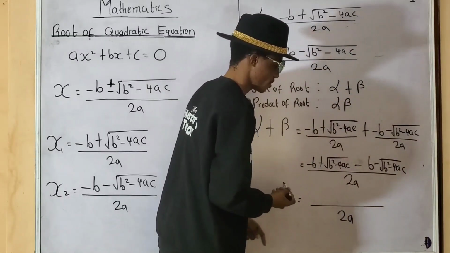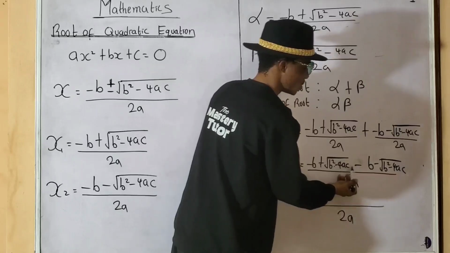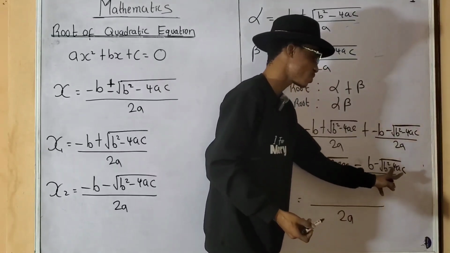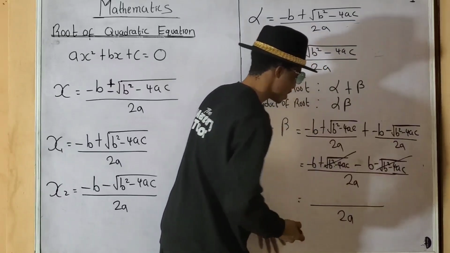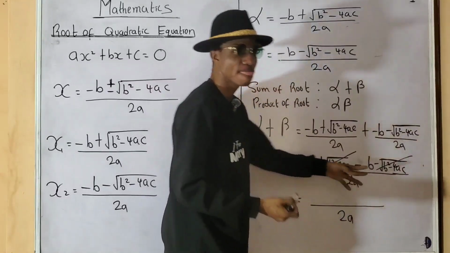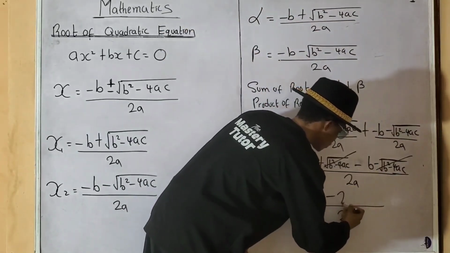Do you know, this positive √(b² - 4ac) and this negative √(b² - 4ac) eliminate each other, so this can cancel this. So I'm left with what? Minus b minus b. Minus b minus b is what? Minus 2b. So I'm going to have minus 2b.